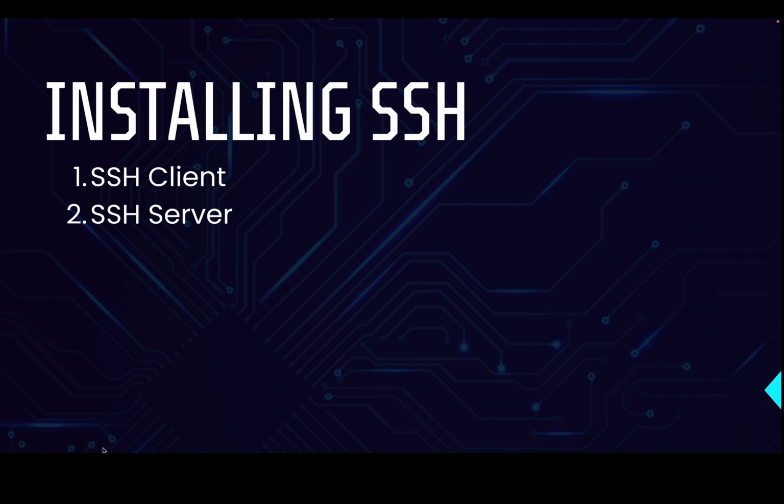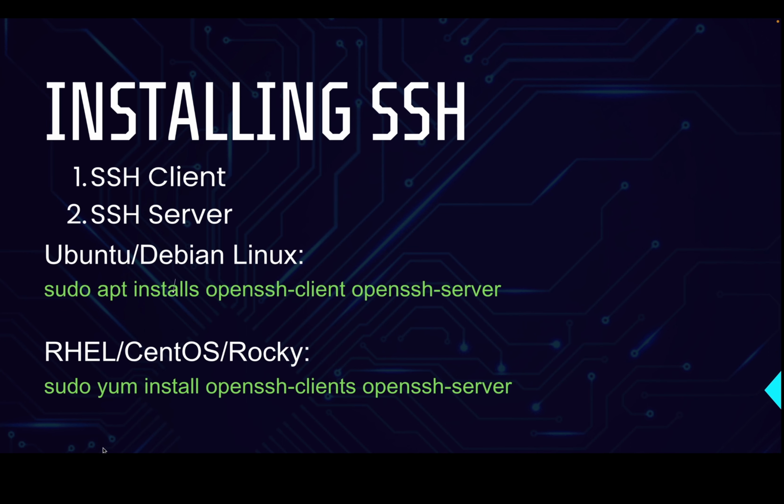Installing SSH. SSH comes in two parts, the client and the server. Most Linux distributions have the SSH client installed by default. If it's not installed, then you can install it using the command sudo apt install openssh-client openssh-server in Ubuntu or Debian Linux, and sudo yum install openssh-clients openssh-server in Red Hat based Linux like CentOS and Rocky Linux. We'll look into this later in the lab as well.